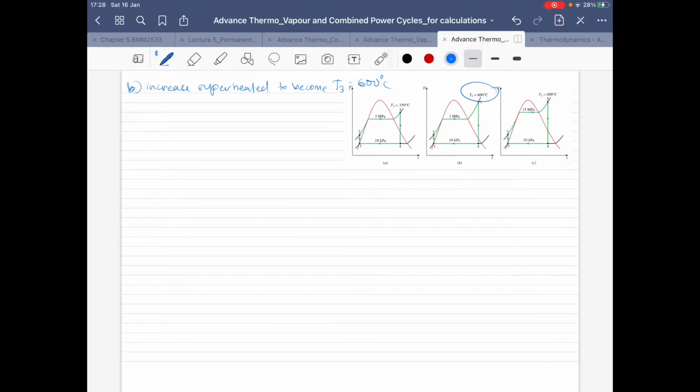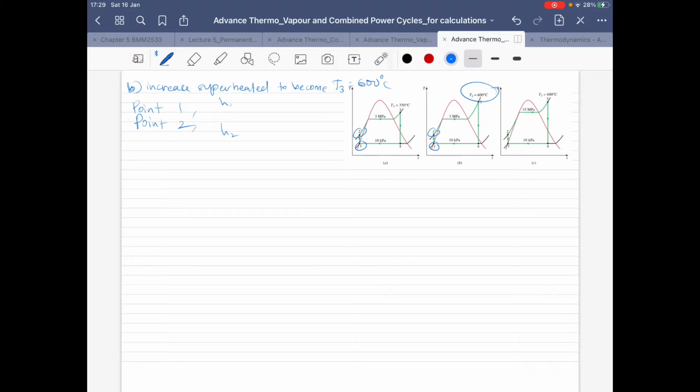In this calculation, we want to see if we have 600 degrees Celsius at point 3, what will happen to the thermal efficiency. So to calculate this, we follow the same steps again. We have to get the enthalpy for each point. Point 1, point 2. If you realize, point 1 and point 2 are exactly the same as point 1 and point 2 in question A. So we can just get H1 and H2 exactly the same.